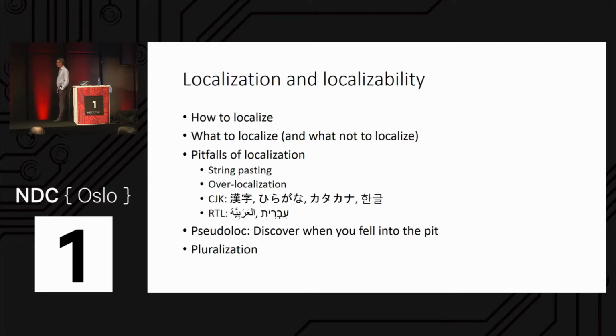Next subject is localization and localizability. So I'll go through how we do localization. I'll talk a little bit about what to localize and what not to localize. We have what are the pitfalls of localization. String pasting is particularly pernicious. It's actually possible to over-localize, which I'll show you an example of. And then you have some particular challenges with, for example, what we call CJK, the Far Eastern languages of China, Japan, and Korea.